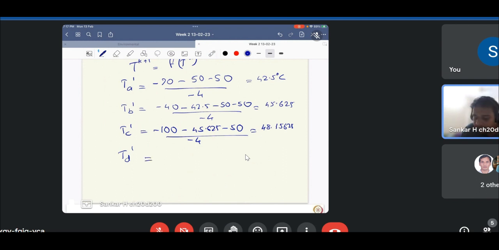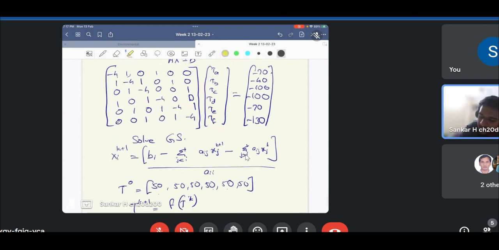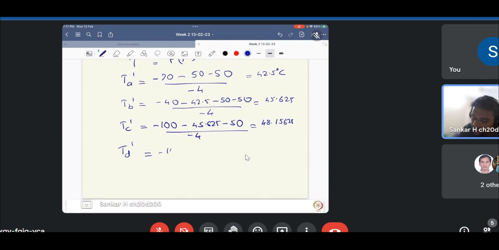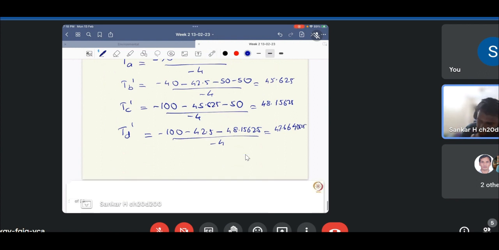Similarly, TD at the first iteration would be -100. That means b_i minus TA at the first iteration minus TC at the first iteration. So that would be -100 minus TA at the first iteration minus TC at the first iteration, divided by a_ii. We'll get this as 47.6640625, something like that.